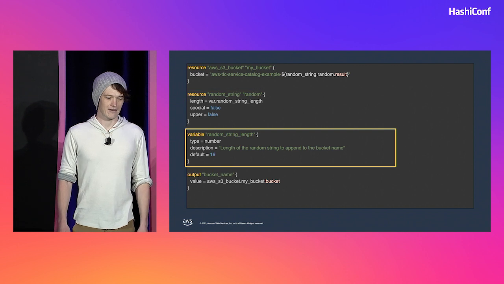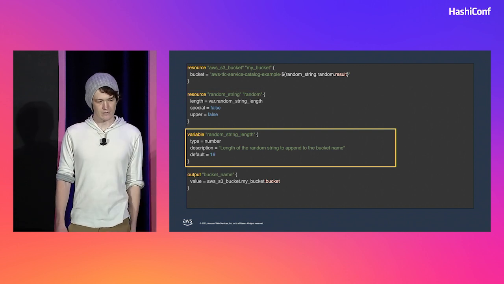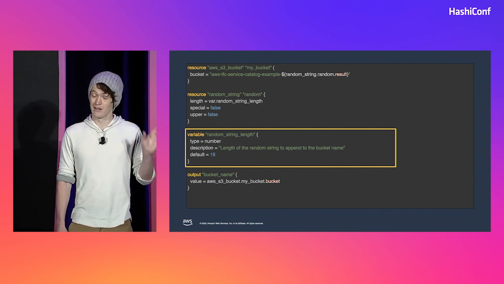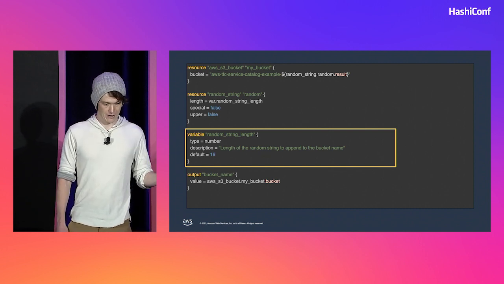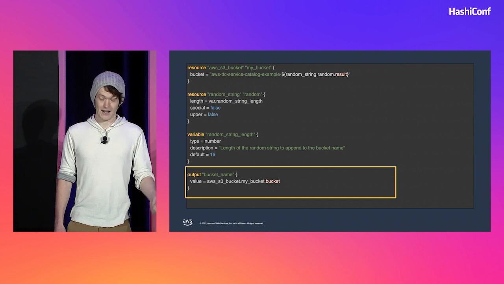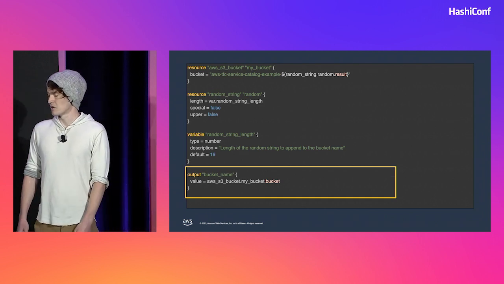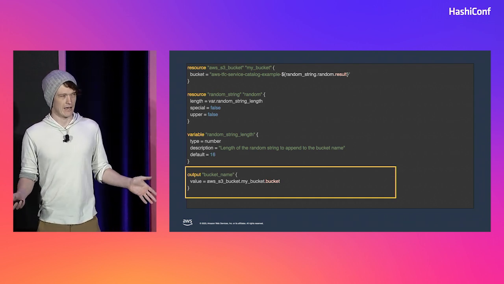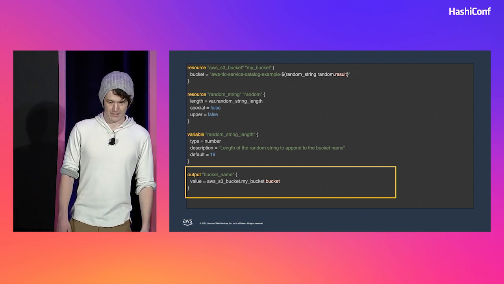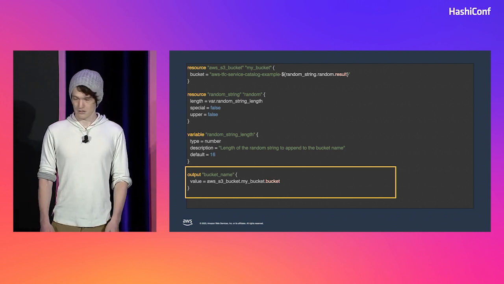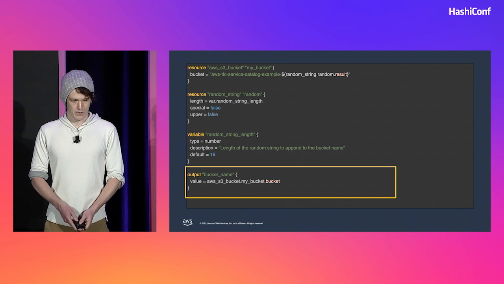And then the length of that string is controlled by a variable. The variable has a nice description and has a default. That will come into play later, foreshadowing, and then an output. So we're going to see how AWS Service Catalog handles this variable and output. Should be good. OK, so with that, we're going to jump right in.